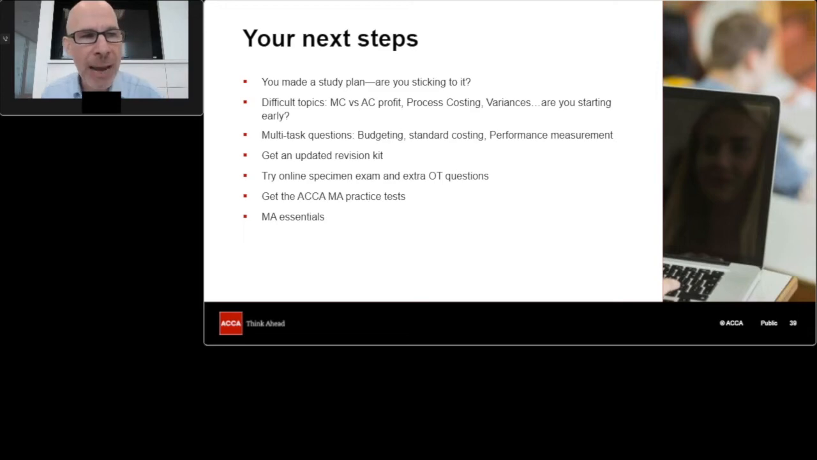Make sure you download and you do what the MA Essentials document tells you to do. That's a 1-page summary of exam technique, what to study, what important articles you should read, okay? Print that out, put it on your refrigerator next to your study plan, guys.